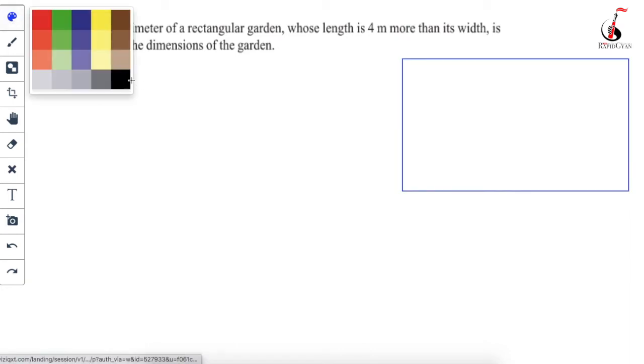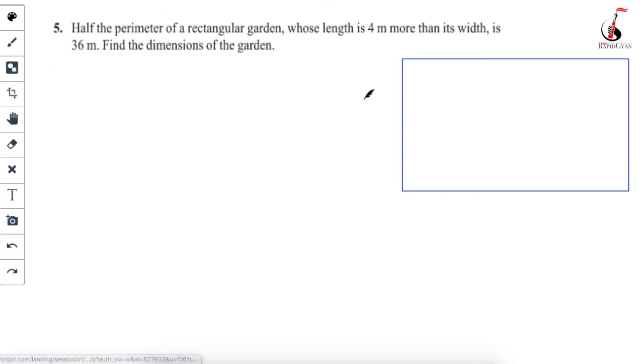I will name it. I will say this is A, this is your B point, this is your C point, and this is your D point. Correct?